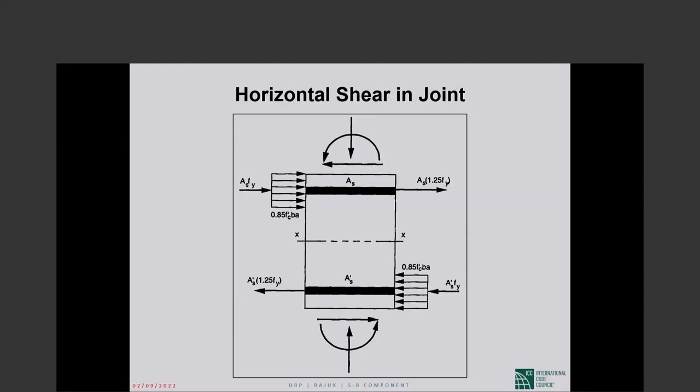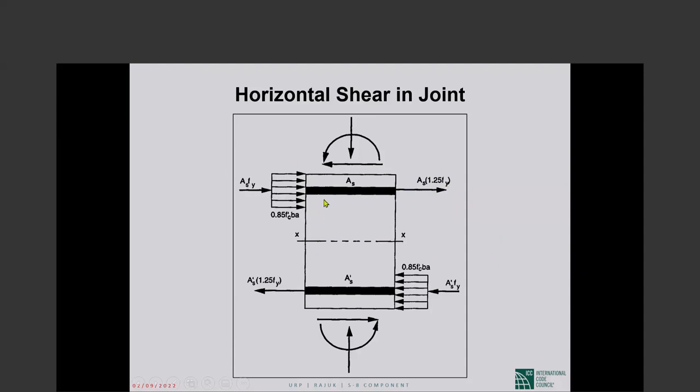So let us look at where joint shear comes from. So shear here will be this tension force, the tension in the top reinforcement of the right beam. And you can see that we have taken the stress at 125% of F sub y. This is based on probable strength. So shear here is the tension in the top reinforcement of the right beam.